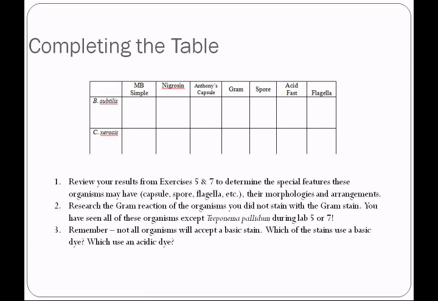There's a table that you're going to complete for this lab, and before you begin, you want to review your results from exercises 5 and 7 to determine the special features that the organisms have. Look back in exercise 5 on the simple stains and exercise 7, especially because exercise 7 shows you some of the special structures such as flagella or spores. You were able to see these organisms in lab or their very close relatives. So you don't want to spend a lot of time researching information on the internet for this.